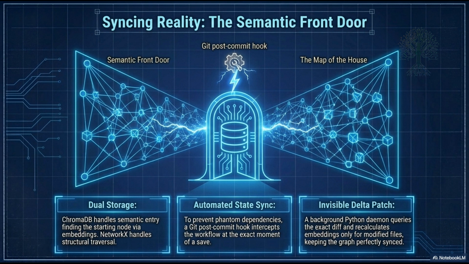It does. But wait, what about keeping the graph updated? State synchronization. Yeah, because we have this complex SQLite structure and the ChromaDB index, but in a local environment, files are changing all the time. You are saving, deleting, refactoring. If the NetworkX matrix isn't synced with the actual file system, the blast radius is going to spit out phantom dependencies. And maintaining state sync locally is notoriously difficult.